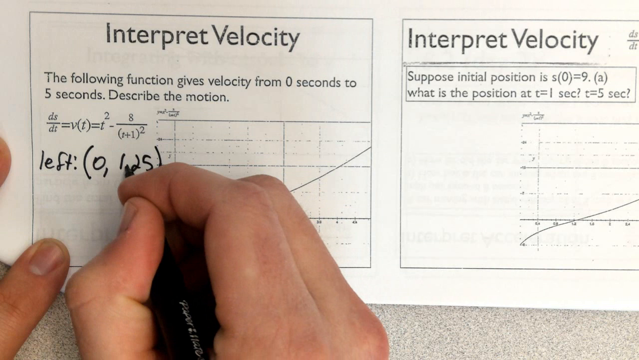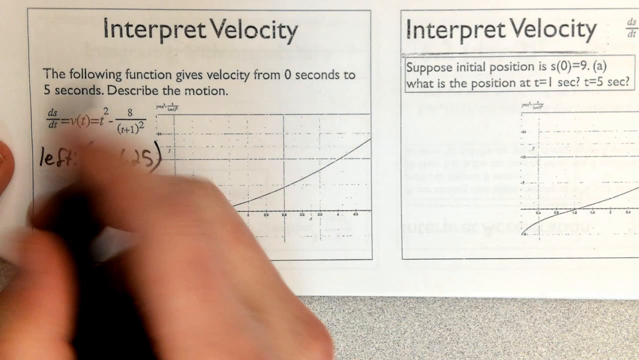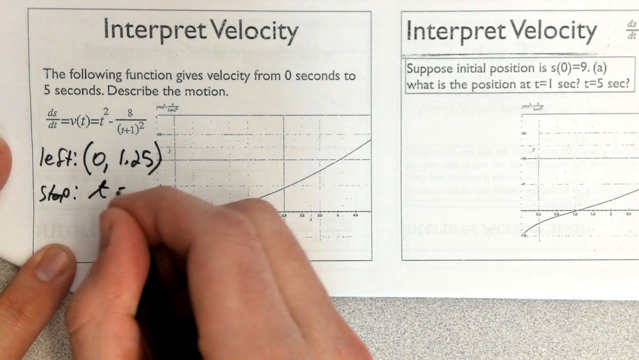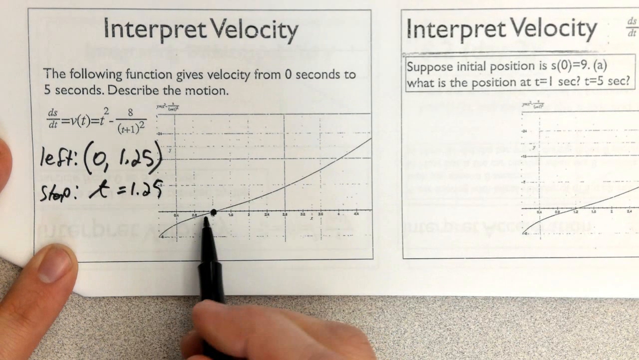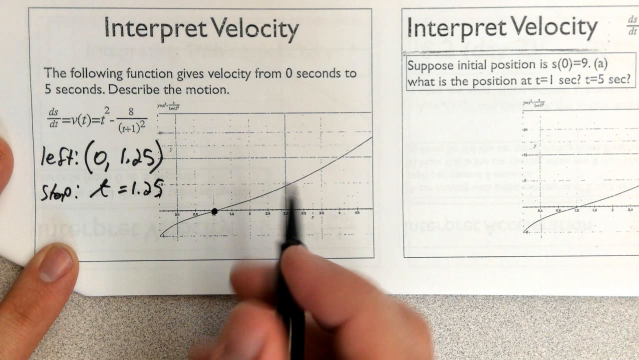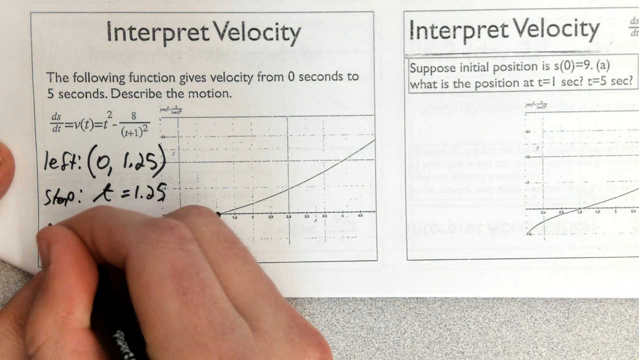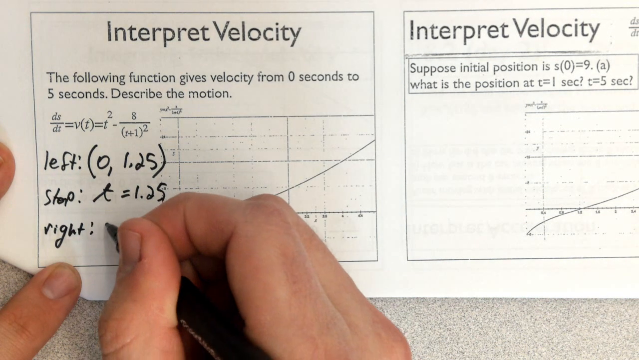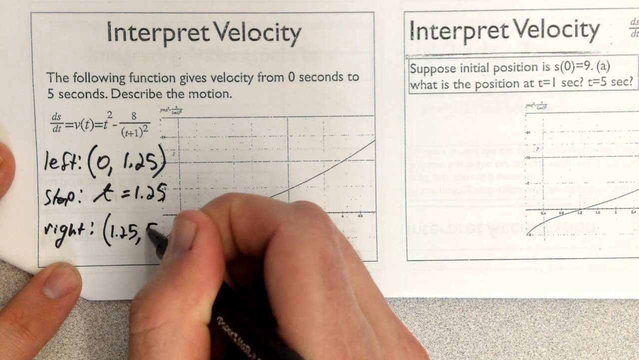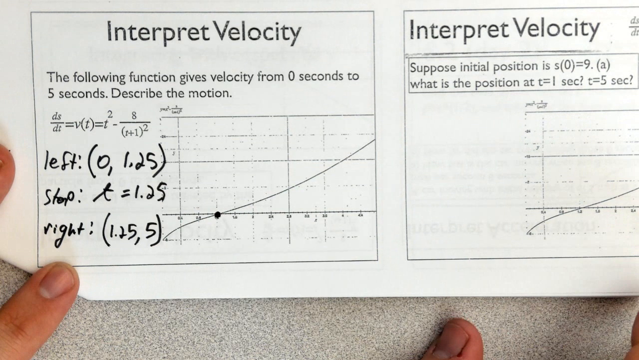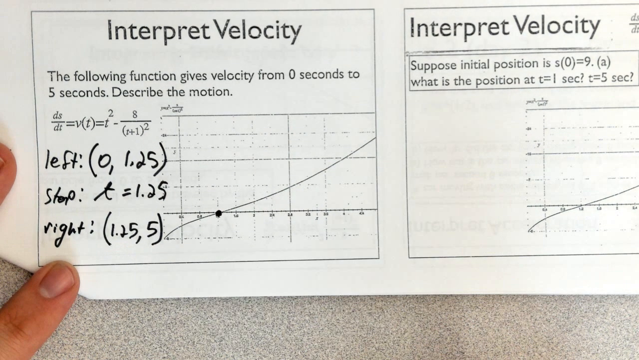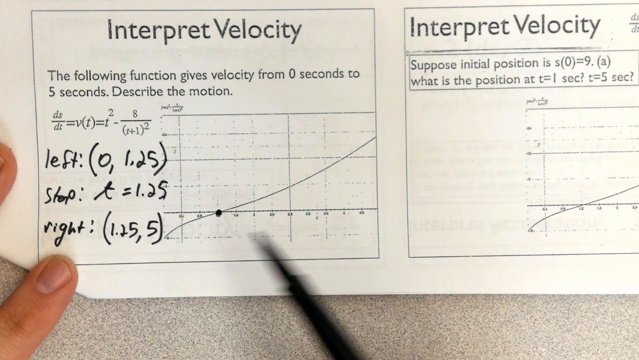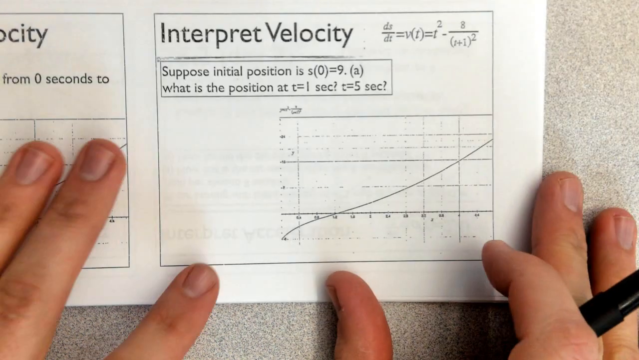So we're just going to write that out. This is an interval, by the way. It is stopped when t is equal to 1.25. That's when the velocity is 0. It's changing directions right there. And then it is moving to the right on the interval from 1.25 to 5. Okay, and yeah, that's all we need to do on that. So look at the velocity function, figure out when it's above the x-axis, below the x-axis, or 0. That tells you when it's moving left, right, or stopped.